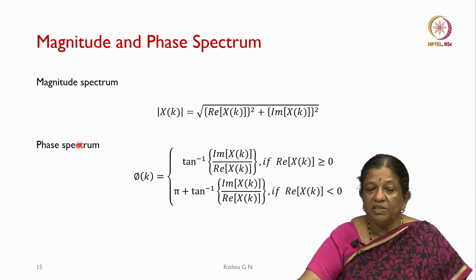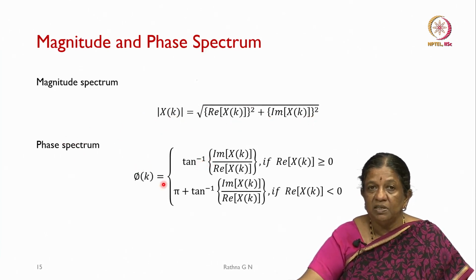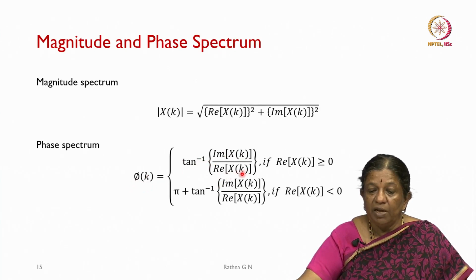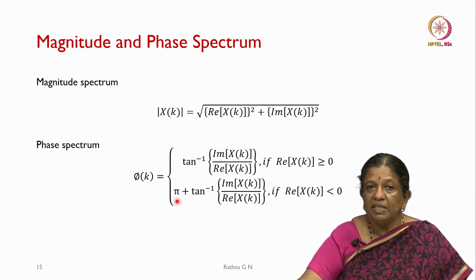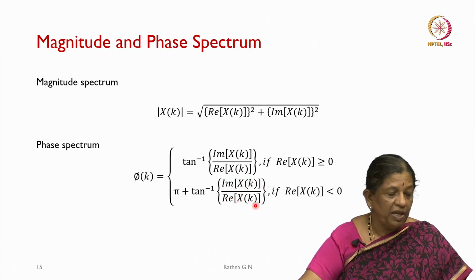And then the phase spectrum we always represent in terms of tan inverse. So, phi of k is equal to tan inverse of the imaginary part of X of k over the real part of X of k, if the real part of X of k is greater than or equal to 0. If it is less than 0, then it will be pi plus tan inverse of the imaginary part of X of k divided by the real part of X of k.